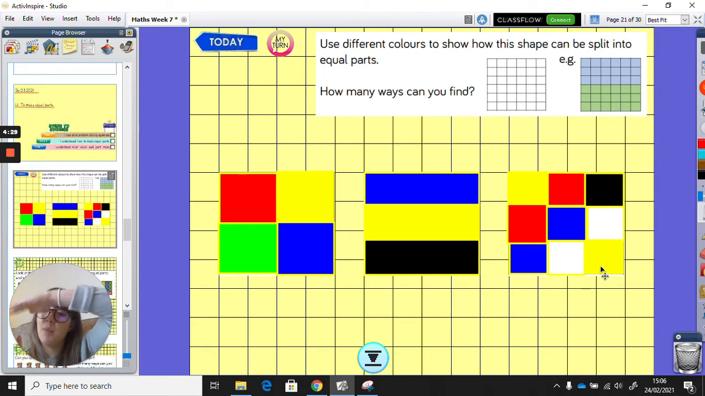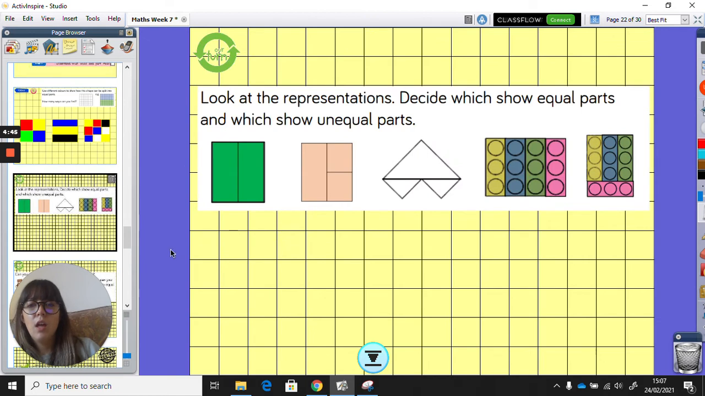So it's a 6 by 6 grid, okay? So that is my challenge to you. But the most important thing is that it's equal, okay? No one of the parts is bigger than the other. Let's move on to our turn. So look at these representations. They're just showing you an amount split up, okay?